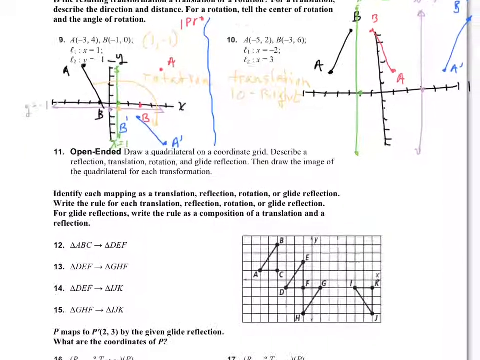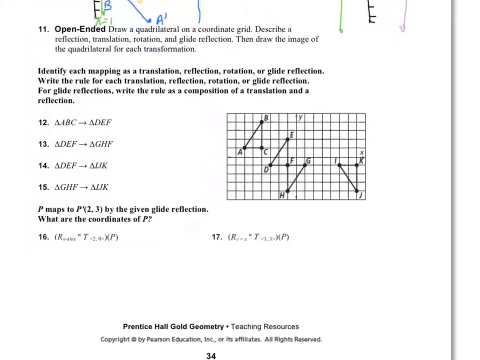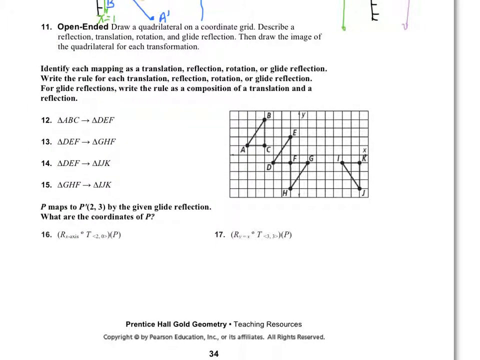All right, so let's look at 12 through 15. For 12 through 15, you're identifying the mapping as a translation, reflection, rotation, or glide reflection, and then writing the rule. So let's just start with 12.